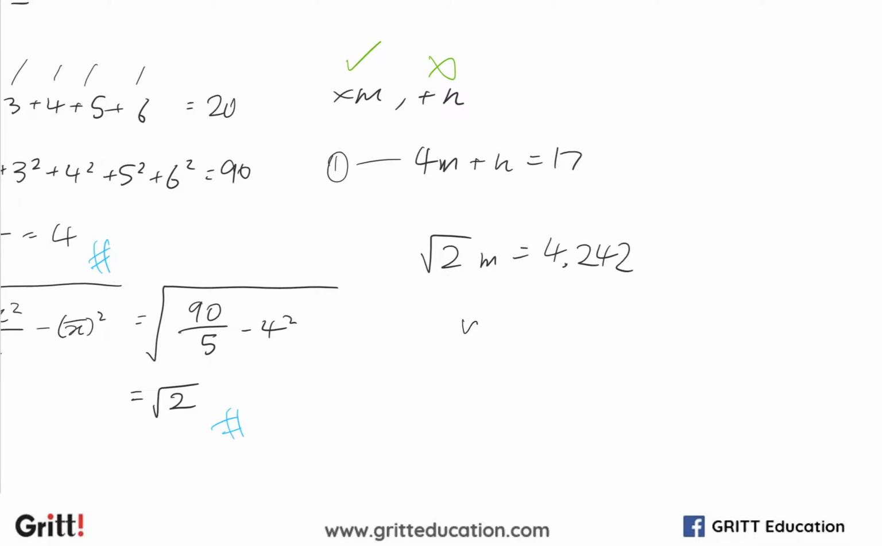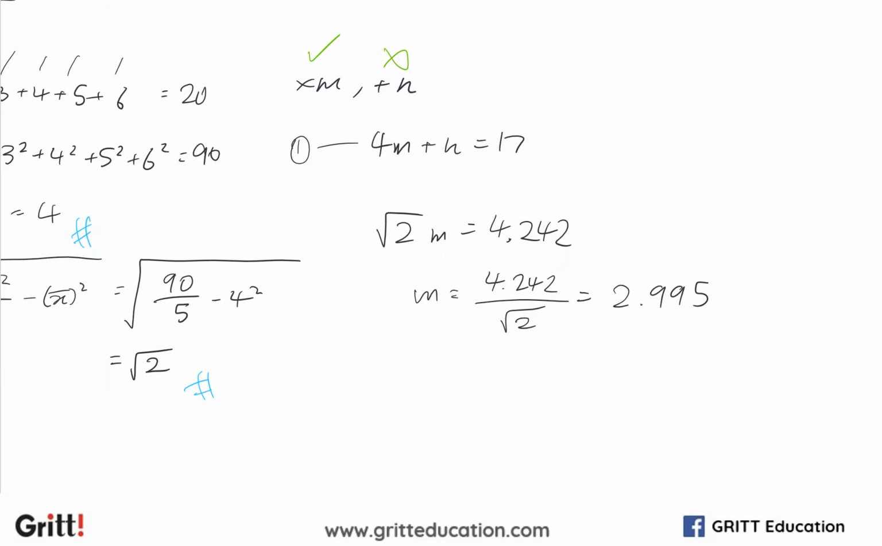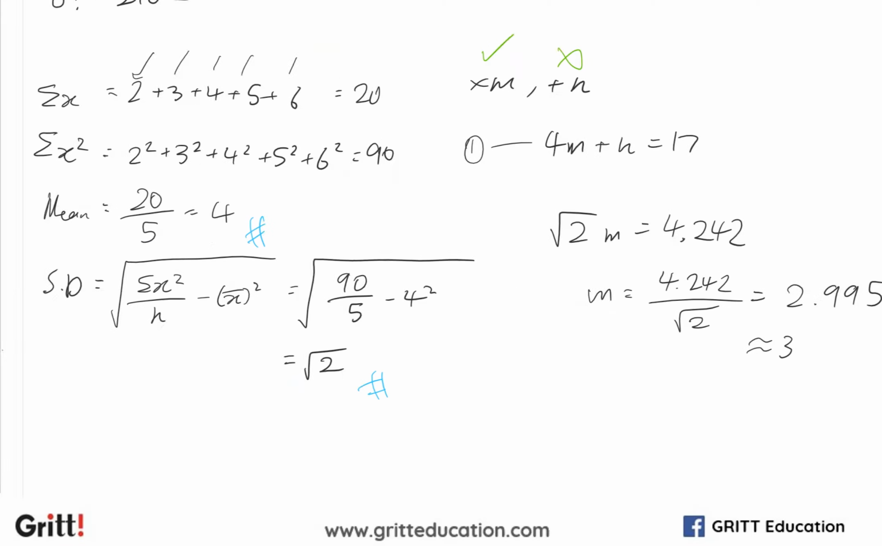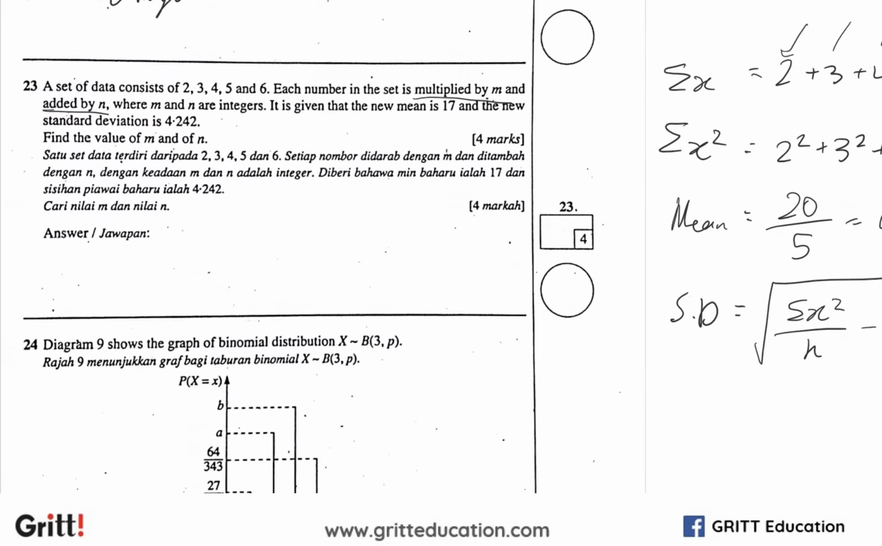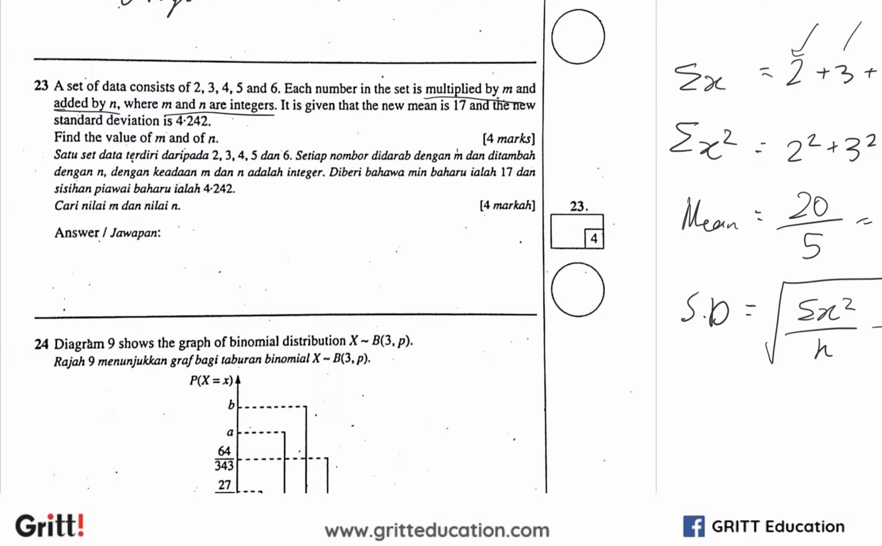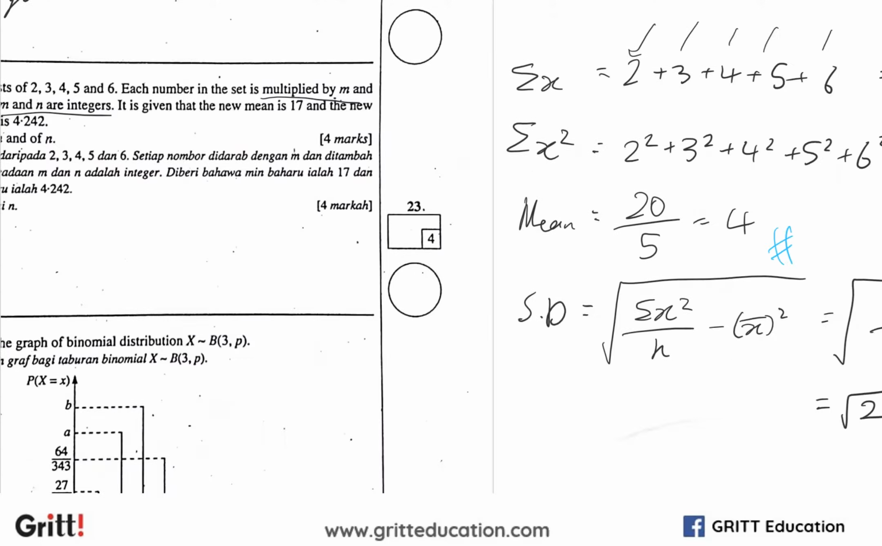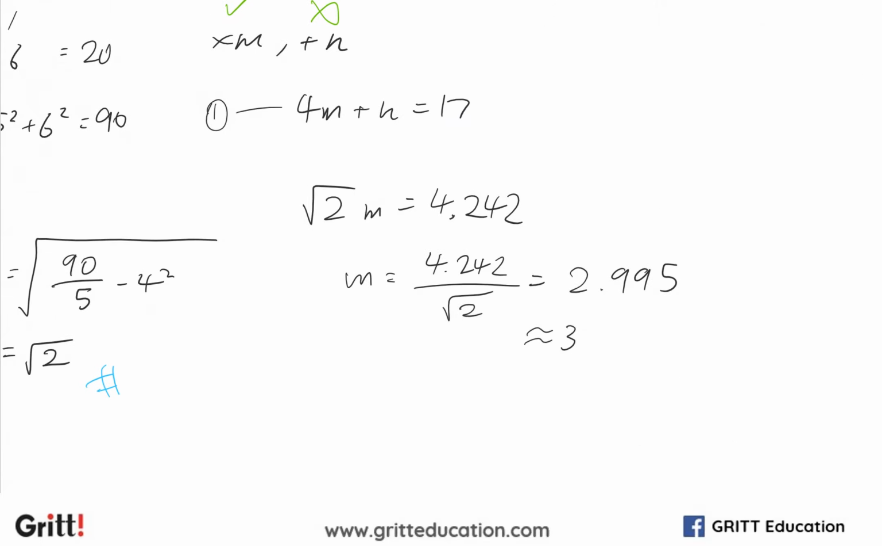Alright, so from here, since there's only one unknown, we can find the value of m. So m is equal to 4.242 divided by square root 2. You actually get 2.9995, but for the purpose of this question, you're allowed to approximate it and put it as 3 instead. Because they say that m and n are integers. When they say integers, it is whole numbers that can include positive and negative values. So we should round off to 3.